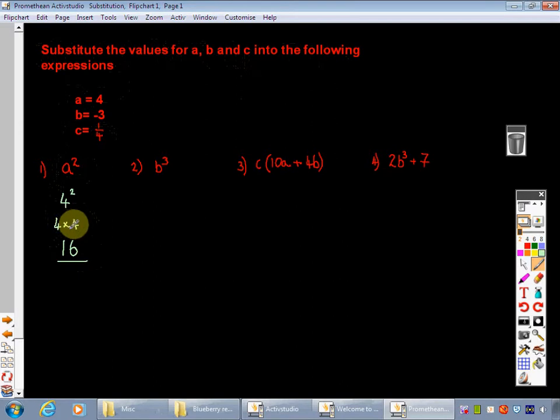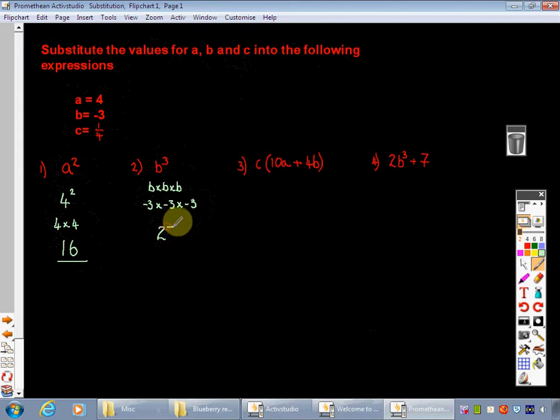Question 2. B to the power 3, or B cubed. That means B times by B times by B. And in this case, looking up here, B is a -3, so it's -3 multiplied by -3 multiplied by -3. So I'm going to take the number section of each of those first of all. So that's 3 times 3 times 3. 3 times 3 is 9, times another 3 is 27.